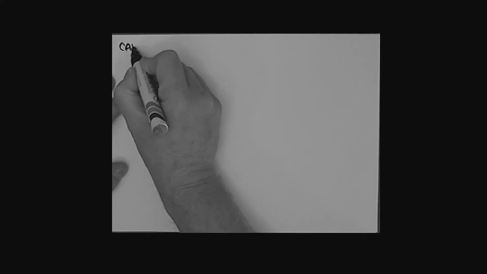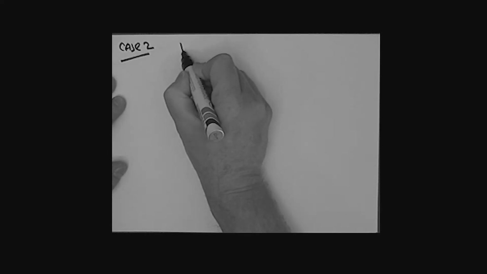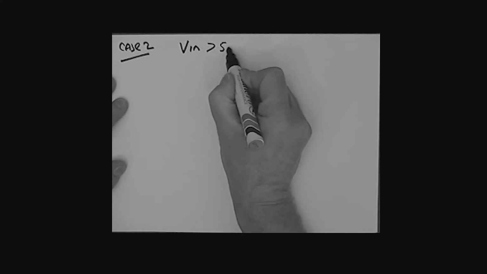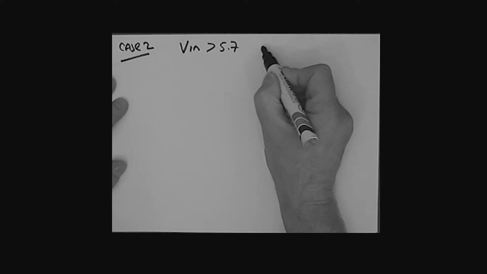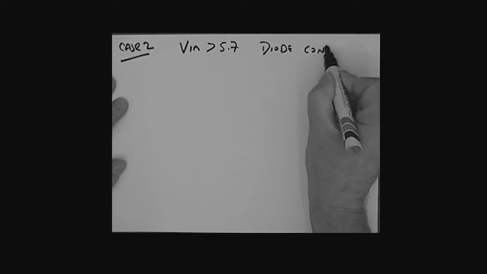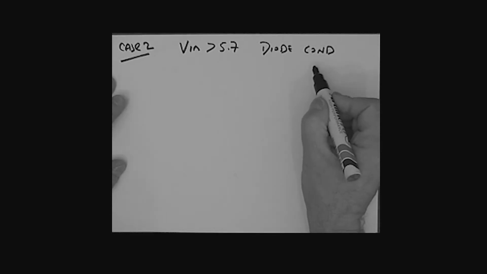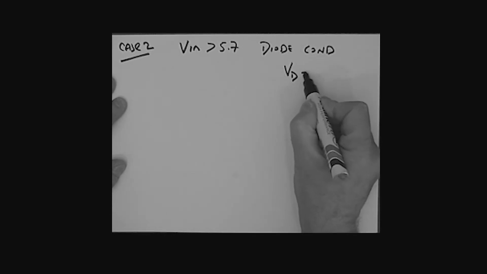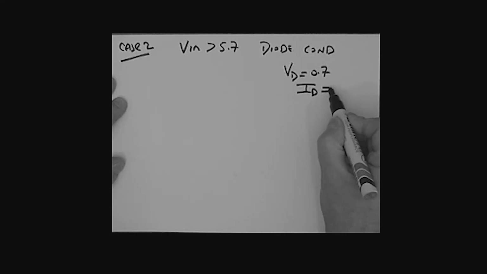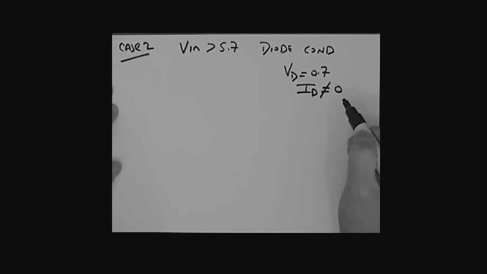Next, case 2. Let's look at V in now greater than 5.7. In this case, what are we saying? The diode basically is conducting. In the conducting case, we can say VD is 0.7. The current ID, clearly though, is not equal to 0.